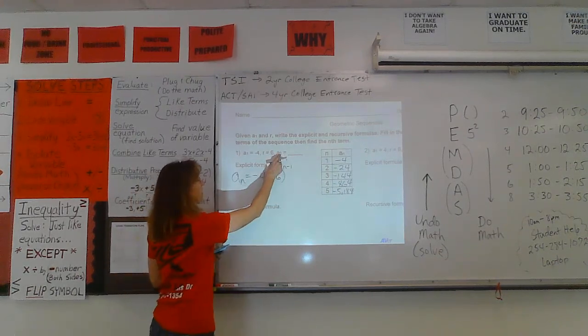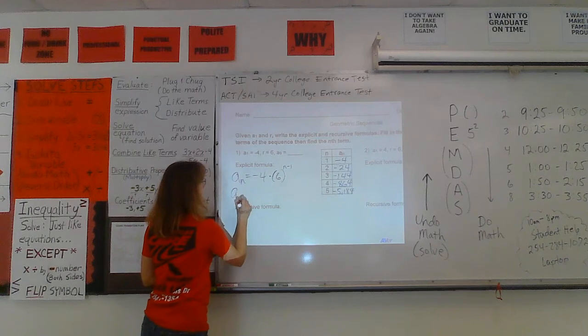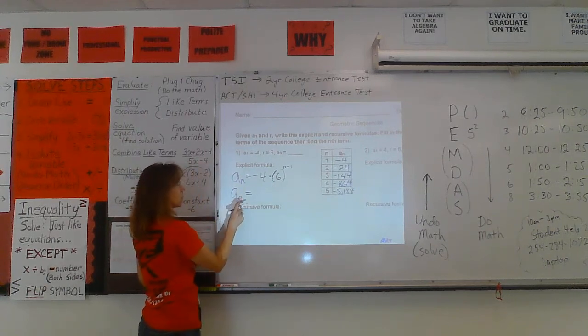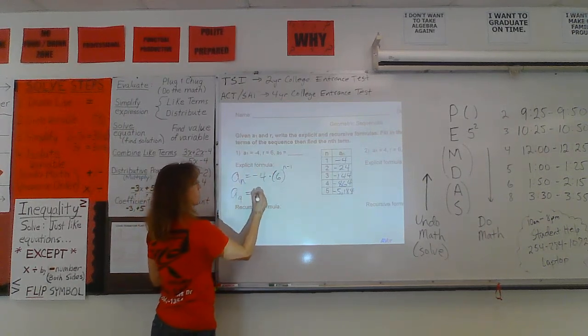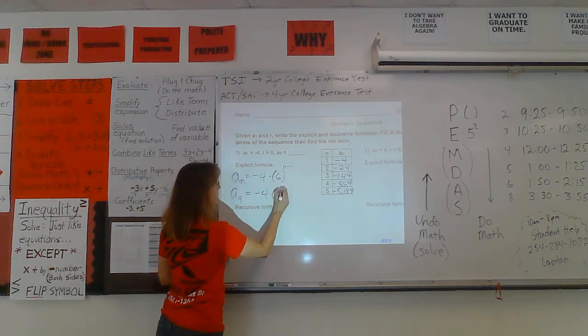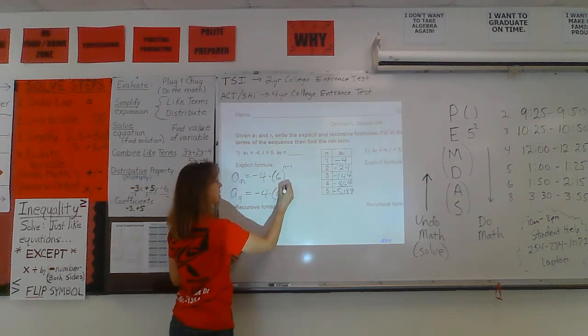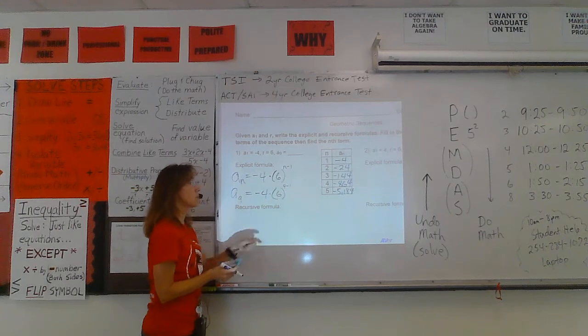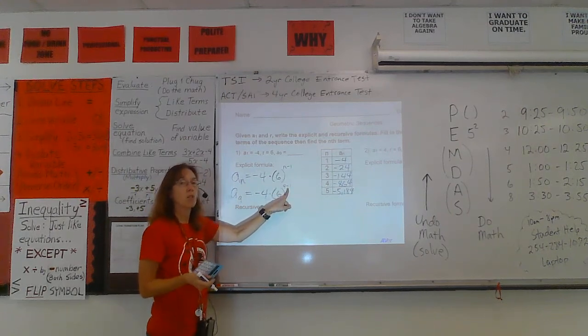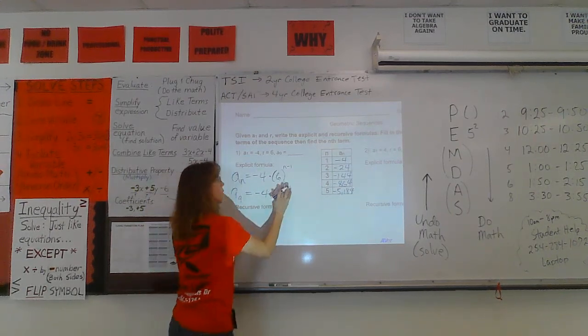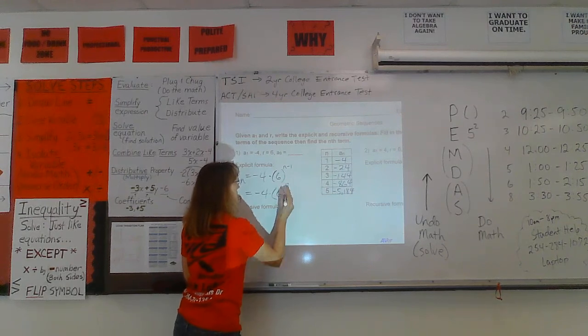Now, they want you to find the 9th term, which means I'm looking for the 9th one, right? So I still have -4 times 6, and then this 9 is 9 minus 1. Now, rather than putting 9 minus 1 in the calculator, could we just do the math and say 9 minus 1 is 8? So when you get ready to put it in the calculator, you're going to have a little 8 there.